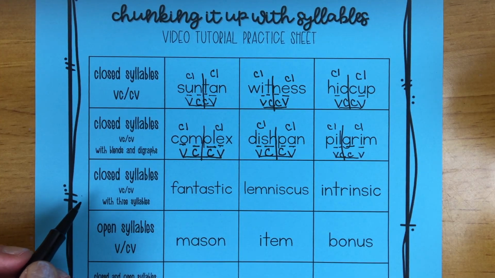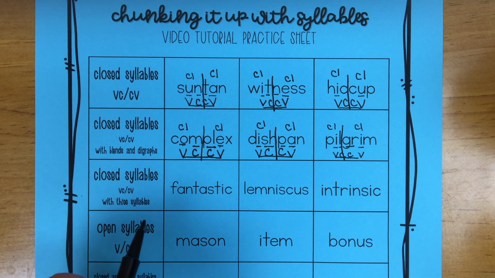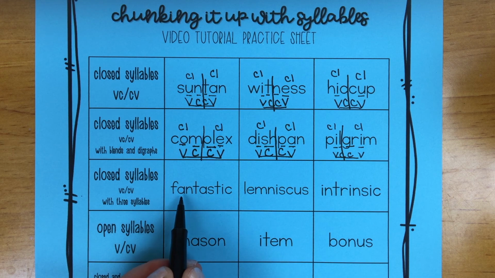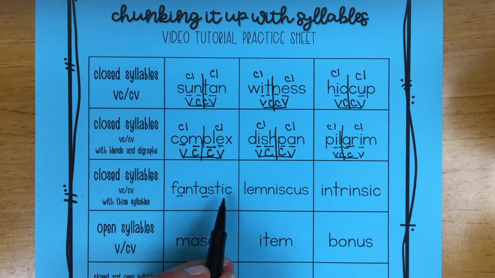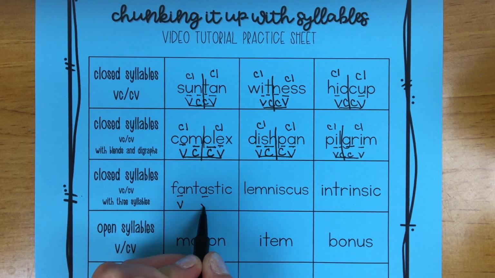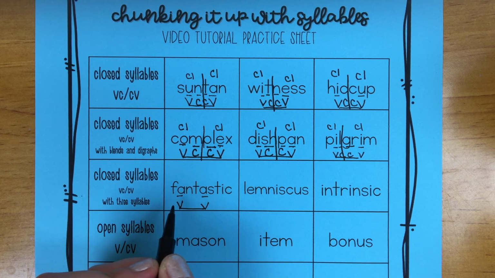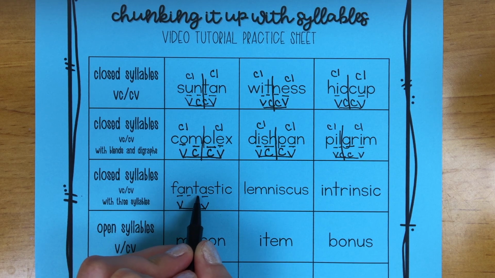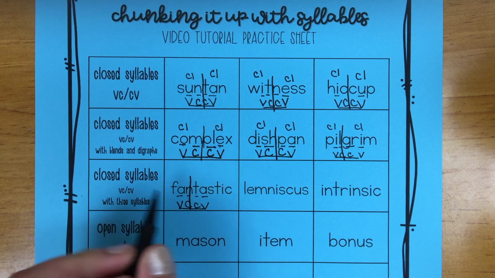Now we're going to try 3 closed syllable words. The strategy is the same. We're going to start by looking for the first 2 vowel sounds. We're not going to pay attention to the 3rd sound yet. Label your vowels, build your bridge, look above your bridge for your consonant sounds, and divide.